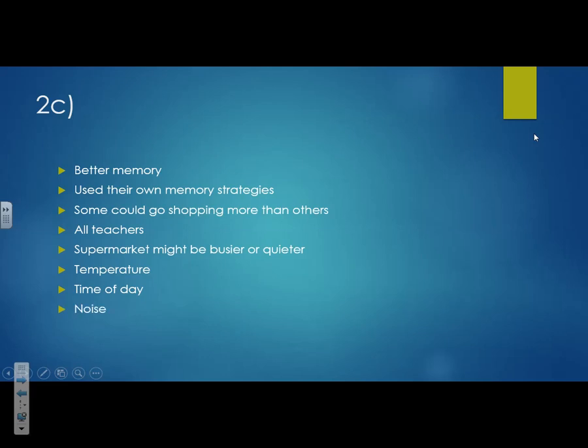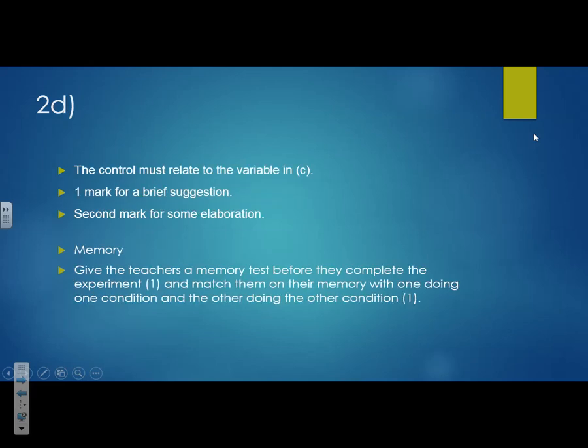And noise, the supermarket could be very, very noisy, it could be very, very quiet. And experimental bias is always an extraneous variable you could use as well. So 2D, the final one, the control must be related to the variable in C, so you can't say experimental bias and then talk about matched pairs. 1 mark for a brief selection and a 2nd mark for some elaboration.